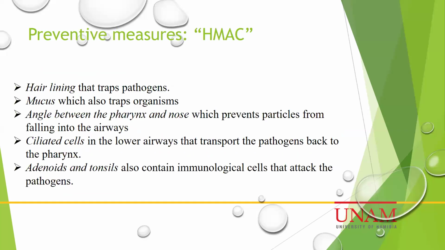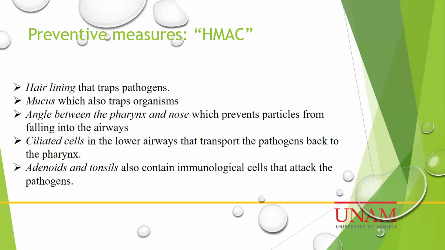Now, preventing measures. To prevent upper respiratory infection, we have HMAC. The hair lining of the upper airway helps to prevent pathogens from passing through. The hair in your nostrils helps to trap pathogens, and that's why it's not advisable to remove the hair under your nose completely. Some people clear the hair, but it's useful. It helps to trap pathogens.